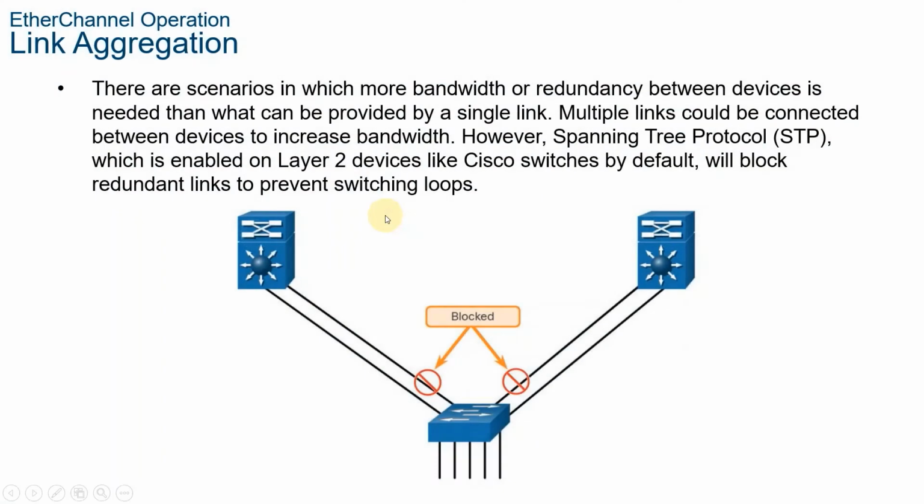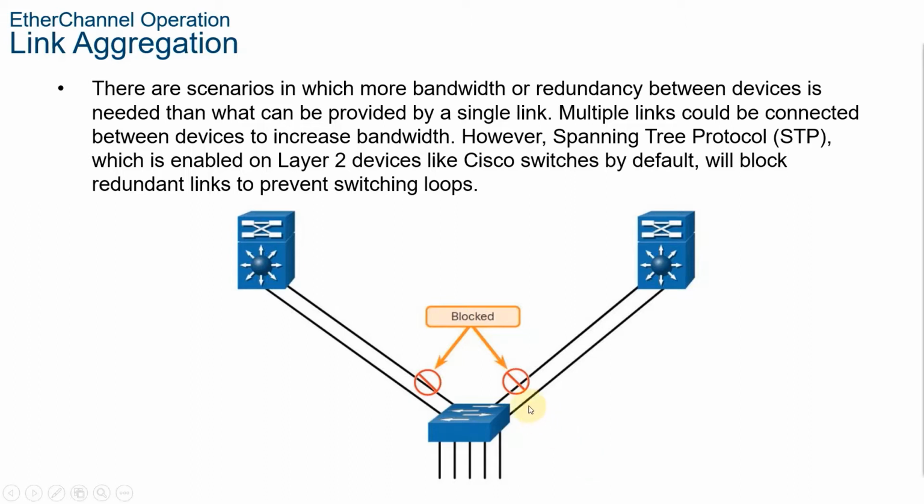EtherChannel Operation. Link aggregation. There are scenarios in which more bandwidth or redundancy between devices is needed than what can be provided by a single link. So multiple links could be connected between devices to increase bandwidth. However, the Spanning Tree Protocol or STP, which is enabled on layer 2 devices like Cisco switches by default, will block redundant links to prevent switching loops, as shown here in the figure.